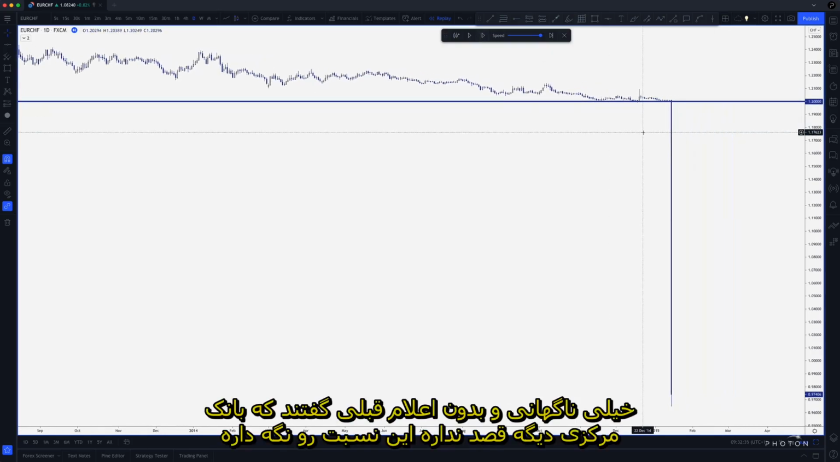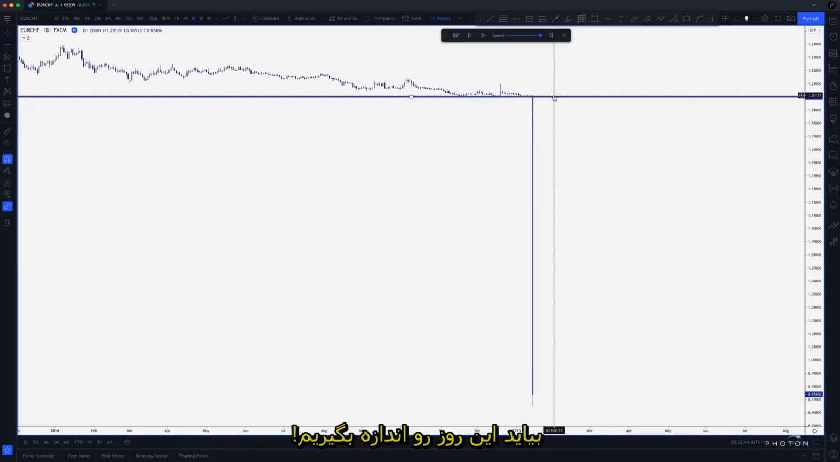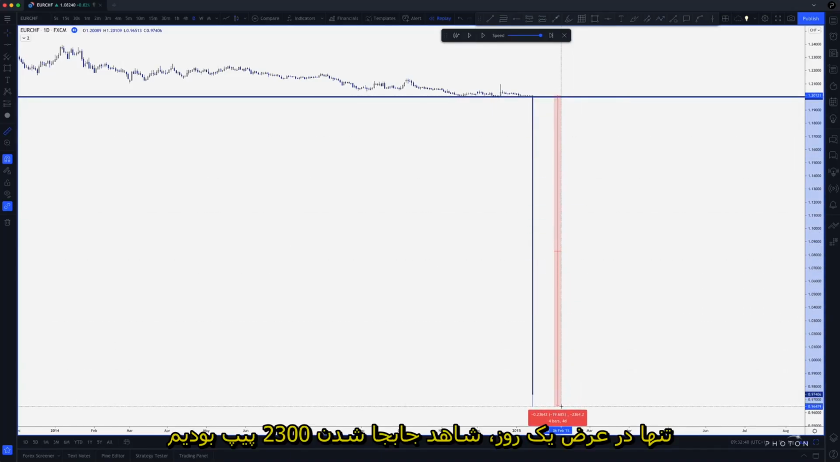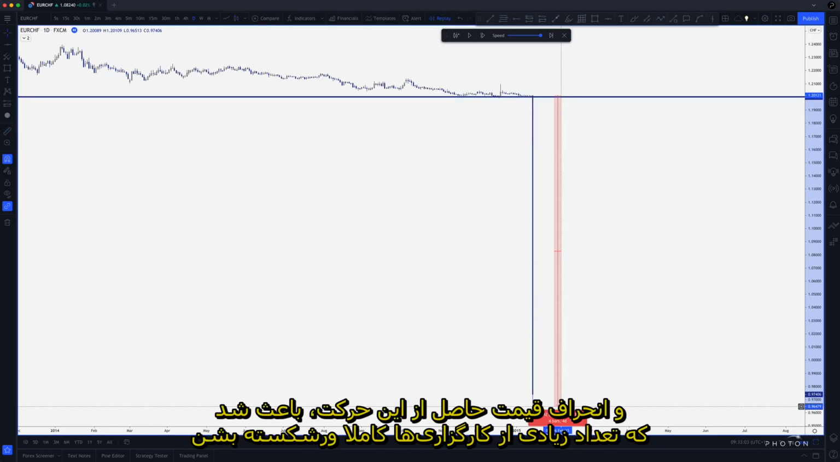Suddenly, completely unannounced, it was released to the market that the central bank were no longer holding that peg to the euro. And if we measure this, in one single day that move peaked at just over 2,300 pips. There are literally no words that can describe how insane a movement that is on this pair in a single day. And with the amount of slippage that occurred, literally loads of brokers went under.